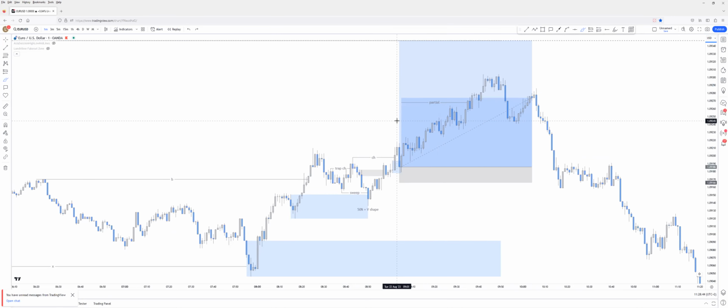Simple, really simple trade. Here was a higher time frame zone. Liquidity got swept into it. 50% being mitigated. V shape being created. Character being changed. Inefficiency was there. Nothing else needed, basically. So yeah, it was a pretty easy trade.